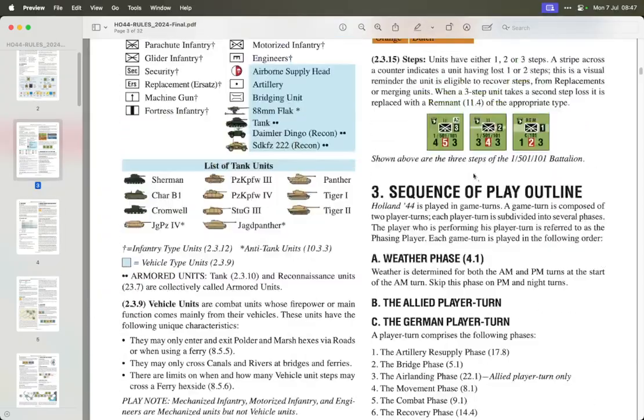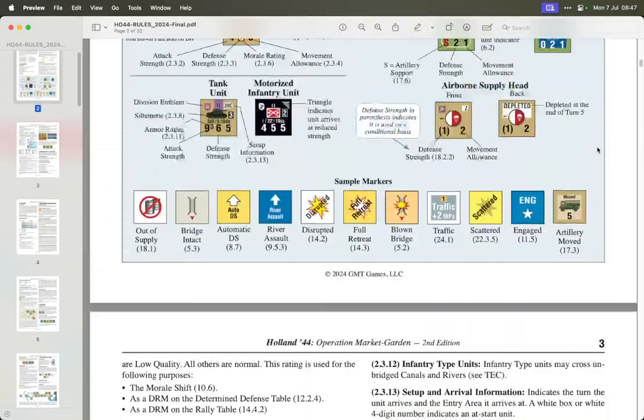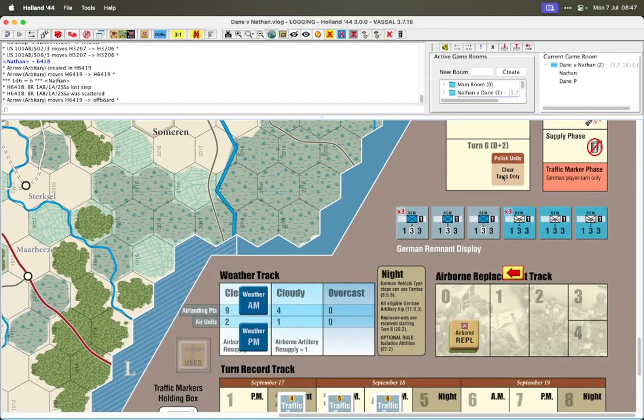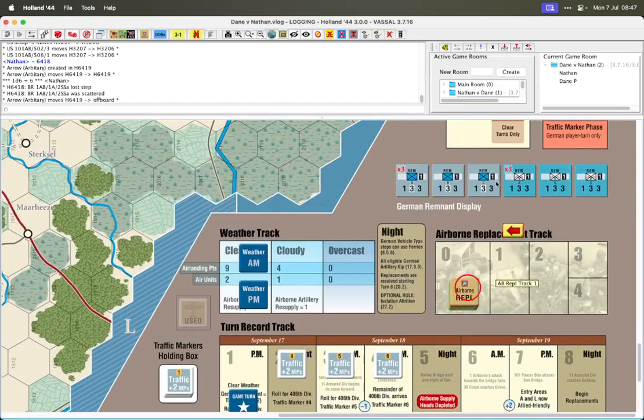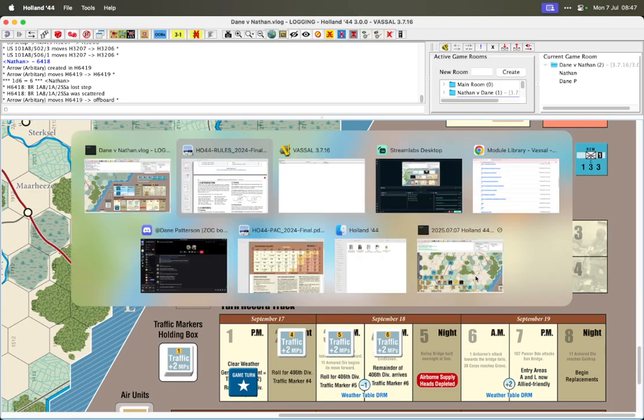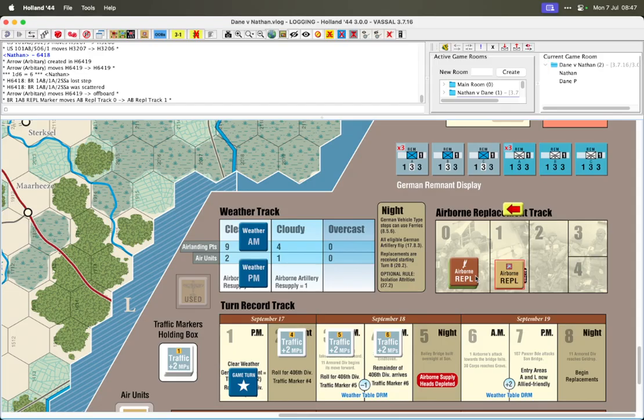All right, since you lost a step, now I'm going to grab that arrow and take you down to the replacements. What are they called? The returnees? I'm not sure what they call them here. Airborne replacement track. Right above the turn marker, we've got one of these for each airborne group. You just lost a step of British, so we move that up to the 1 column. That represents those guys being scattered. They'll come back to you in a future turn. Does that make sense?